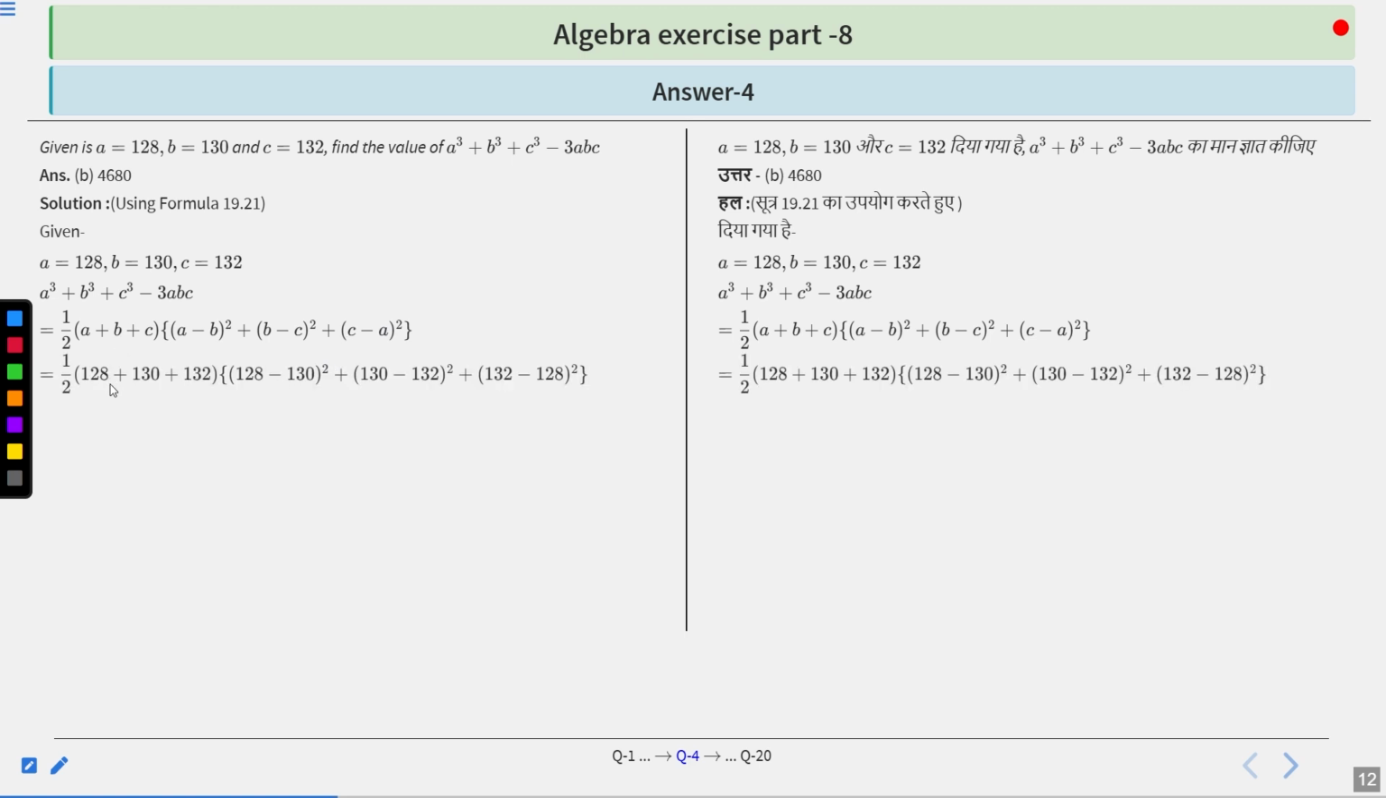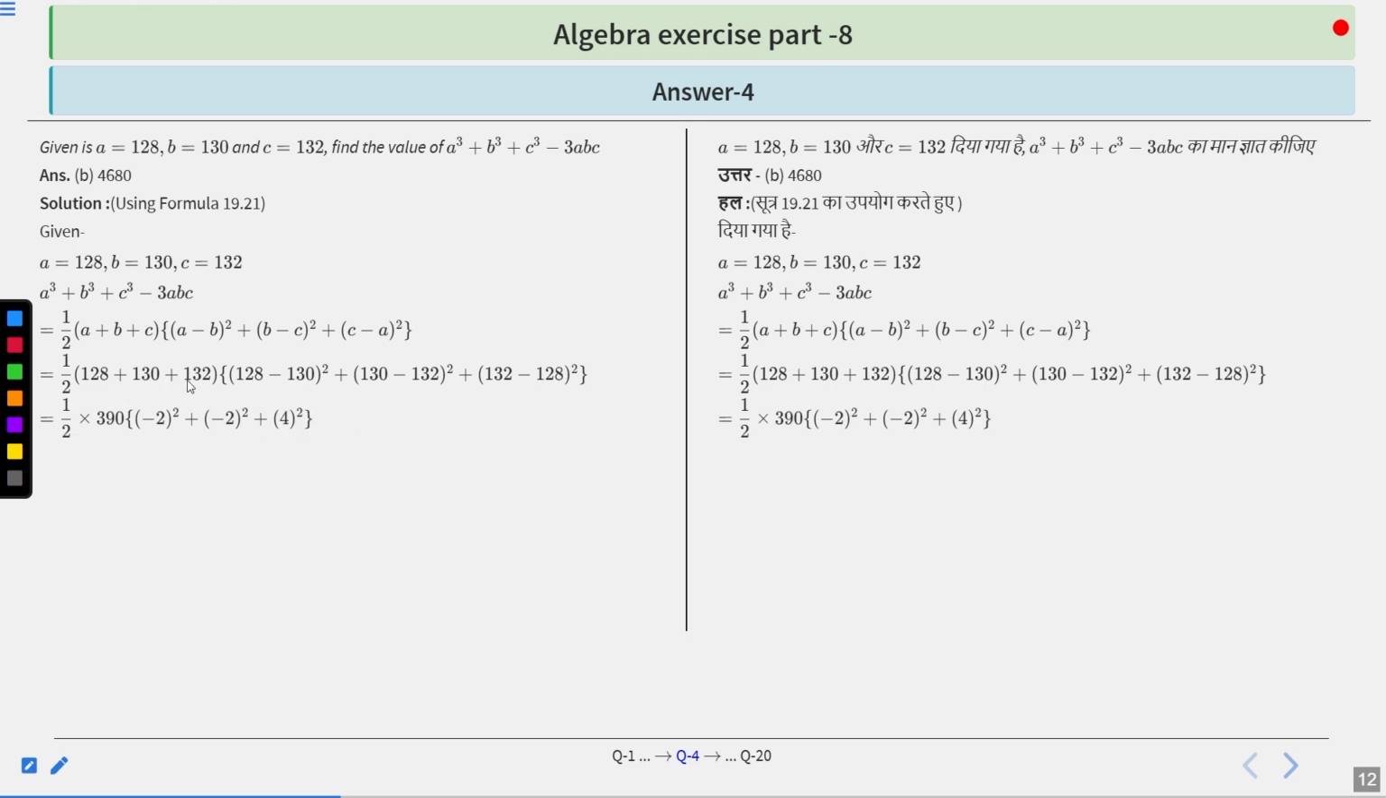So putting the values of a, b and c in the formula, we get 1/2 (128 + 130 + 132), values of a, b and c. Then we have (a − b), 128 − 130 whole squared, plus (b − c), that is 130 − 132 whole squared, plus (c − a), that is 132 − 128 whole squared.